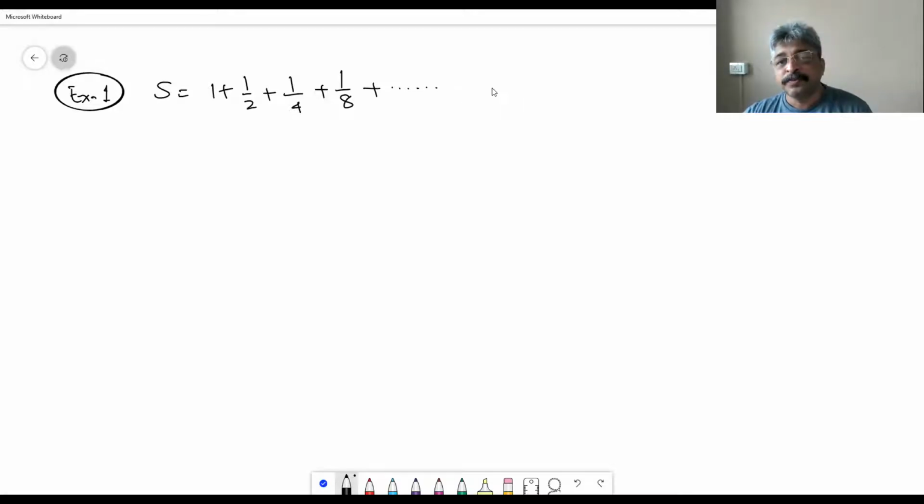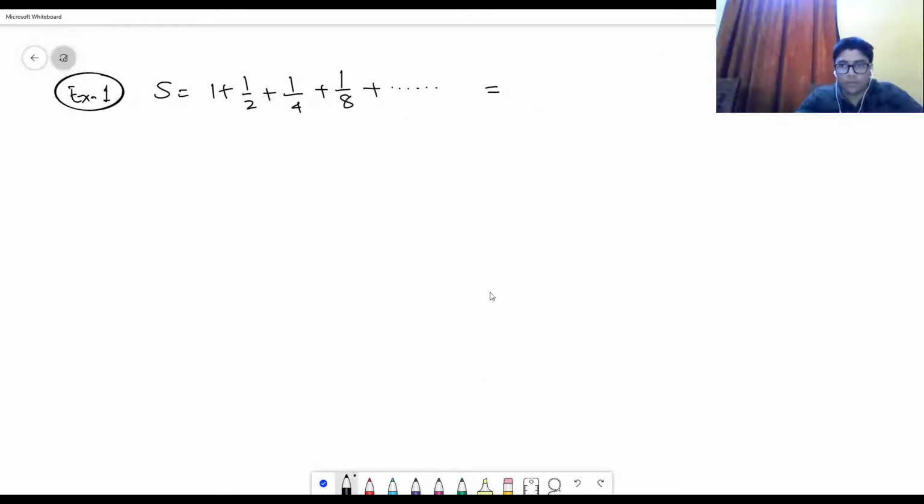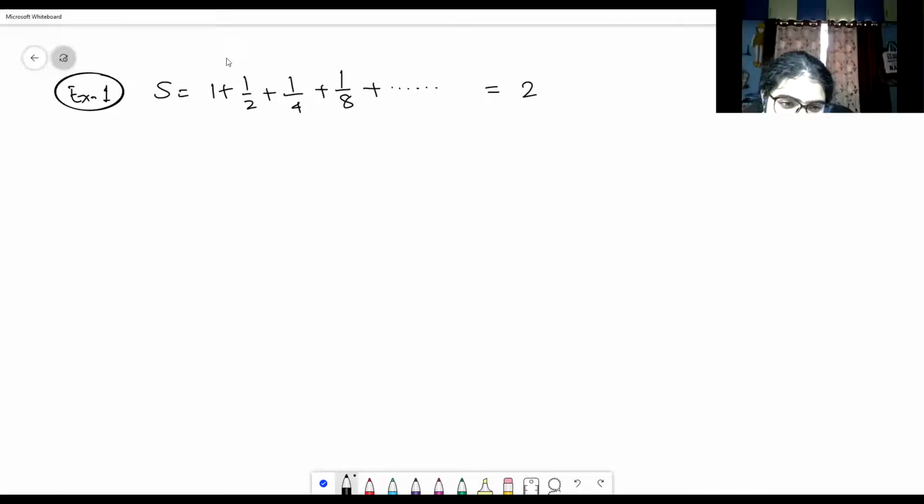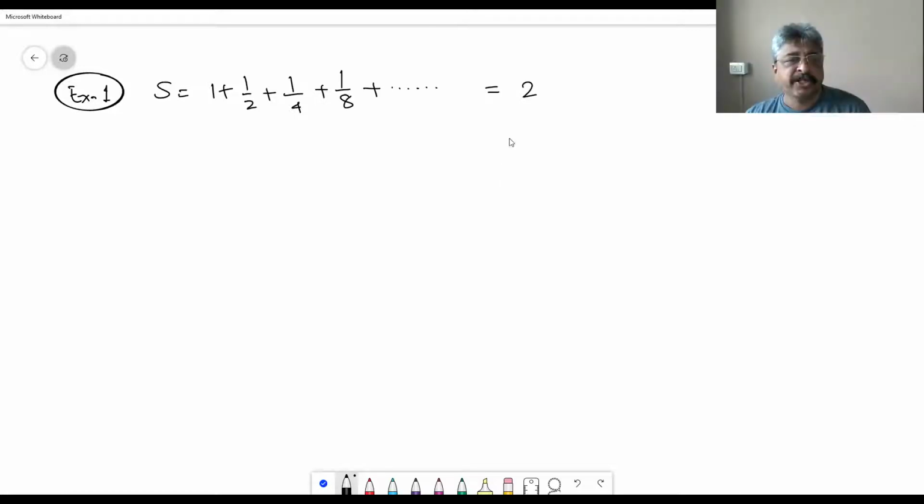S is equal to 2. Yes or no? Yes, sir. We have done this. This is a geometric progression with first term 1 and common ratio half. Therefore, the answer is 2.